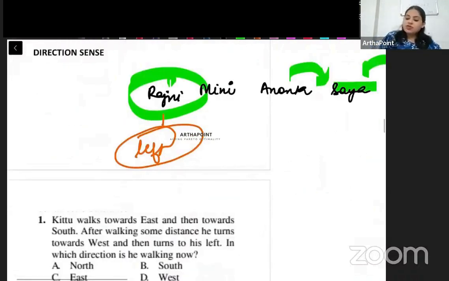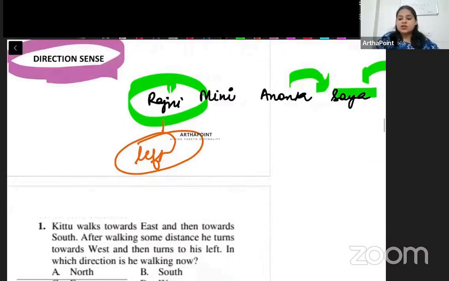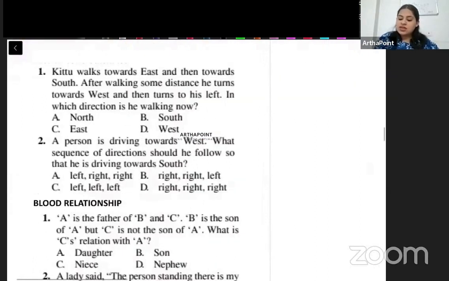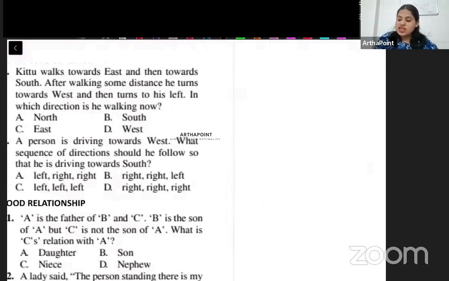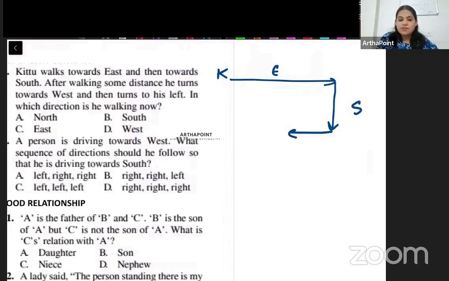Now, beta, the next type of question that can come tomorrow is called direction sense. So let's have a look at direction sense. Kittu walks east, right? And then towards south. After walking some distance, he turns west. And then he turns to his left. So ye right ho gayi aur left piche wali ho gayi. He's standing like this. He turns to his left.